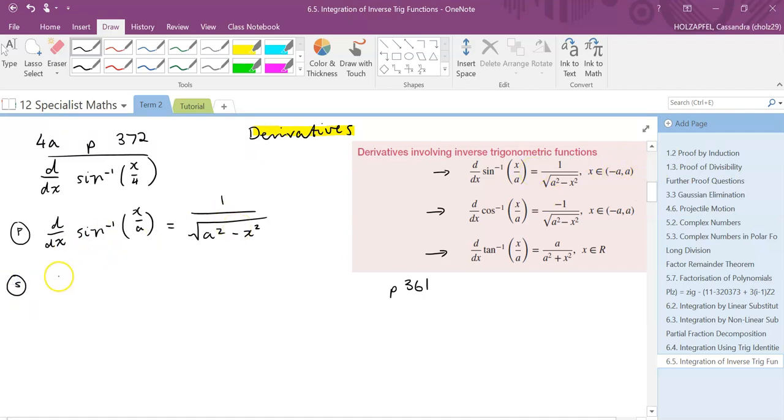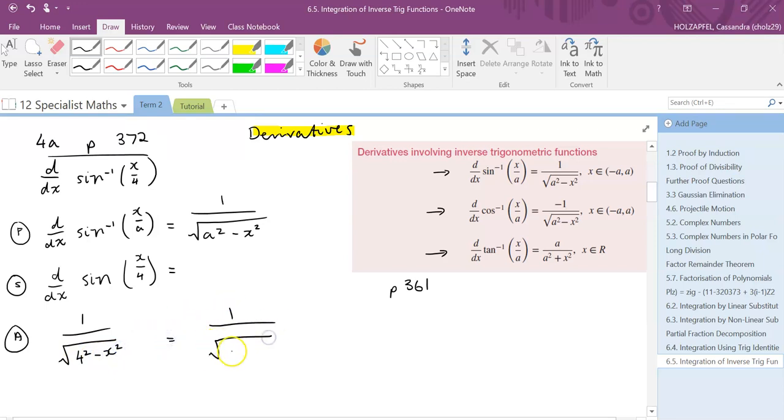Now let's substitute in the values that we know. In this case, a is equal to 4. So this is just going to become d/dx of inverse sine of x over 4, and that's going to be equal to our answer, which is 1 over the square root of 4 squared minus x squared. Or we could write that as 1 over the square root of 16 minus x squared. And that's it. That is as straightforward as we can be. It really isn't too tricky. It really is just substituting some values into an equation.